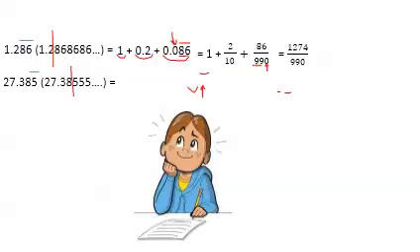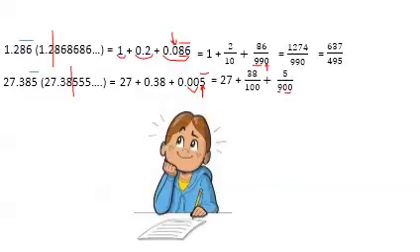Okay, now the same thing here. What do I have? 27.385 bar. So if you want to split, I have here 27, we write it alone, plus 0.38 alone, plus 0.005 bar. How do I write this? It's 27 plus 38 over 100 plus 5 over 900.